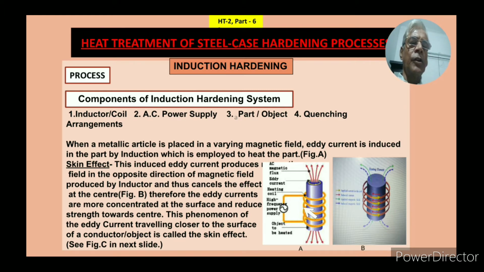Now one of the important points is skin effect. What is this skin effect? In this case, the induced current produces a field in the opposite direction of the magnetic field produced by the inductor and thus cancels the effect at the center. Figure B is there. Therefore, the eddy currents are more concentrated at the surface and reduce in strength towards the center. This phenomenon of eddy current traveling closer to the surface of a conductor or object is called skin effect. Figure C is in the next slide, so I'll explain this also. What is this skin effect?